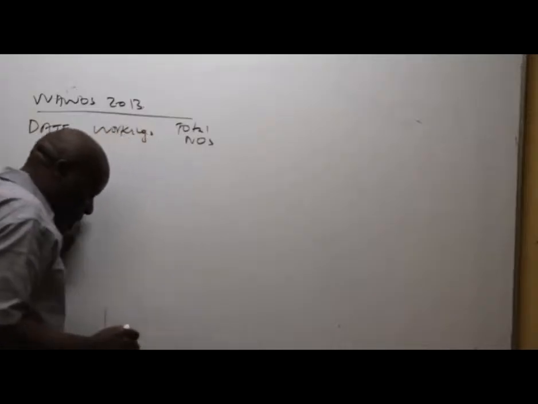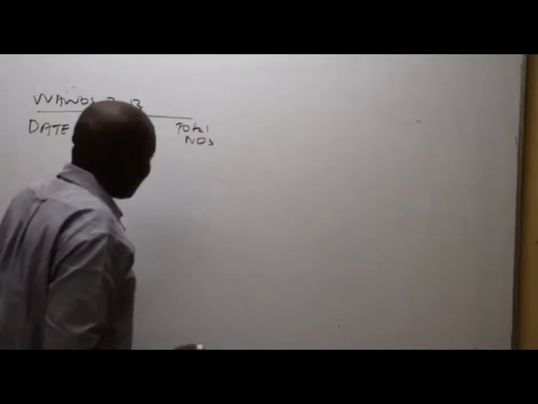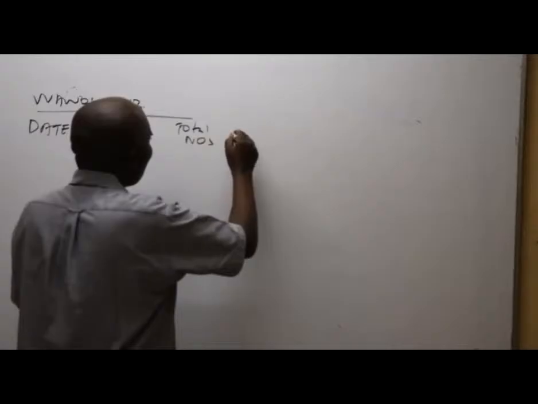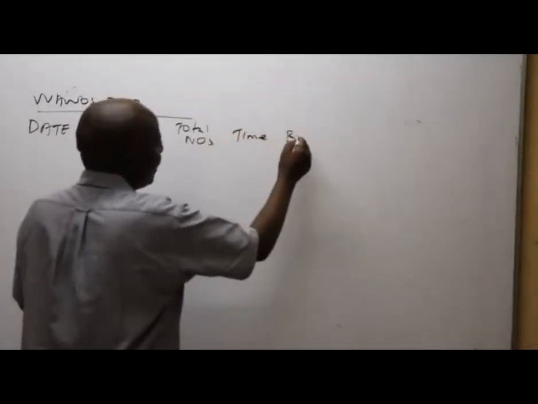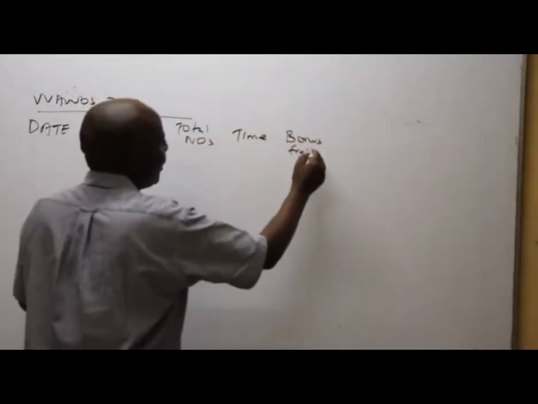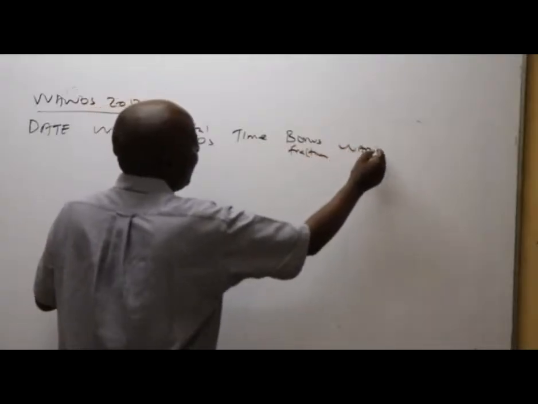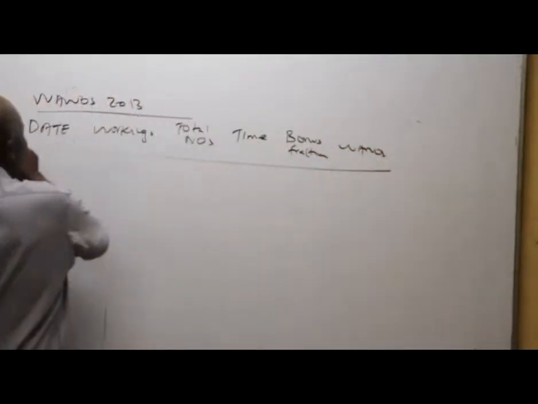We have the total number of ordinary shares, ladies and gentlemen. And then, of course, we have the time. We have the bonus fraction, and then we have now the famous one-offs like this.